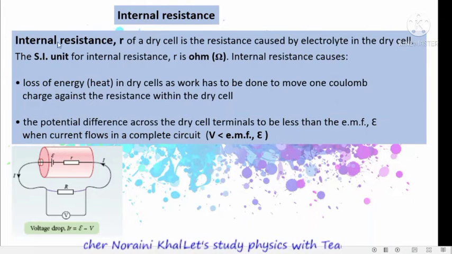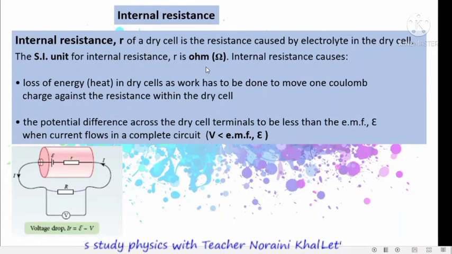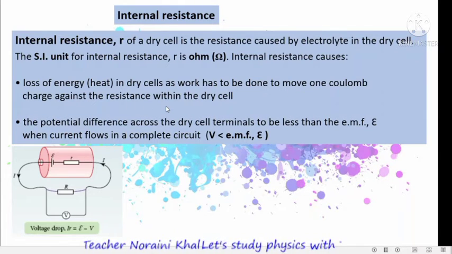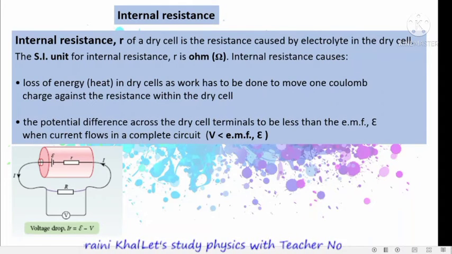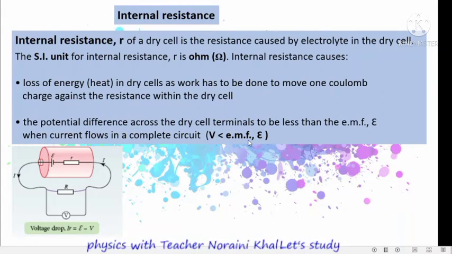Okay, so the internal resistance of the battery, we use the symbol small r, is the resistance caused by electrolytes in the dry cell or electrodes. The SI unit for internal resistance r is ohm. Internal resistance causes loss of energy in the form of heat in the dry cell, as work has to be done to move 1 coulomb of charge against the resistance within the dry cell. Meaning to overcome the internal resistance, some energy is lost as heat energy. The potential difference across the dry cell terminals is less than EMF when current flows in a complete circuit. That's why we can see the reading of the voltmeter becomes smaller than EMF.